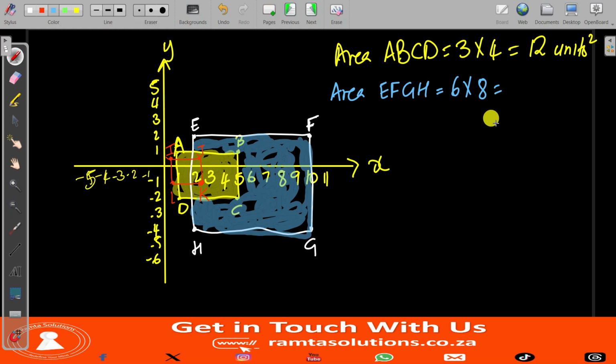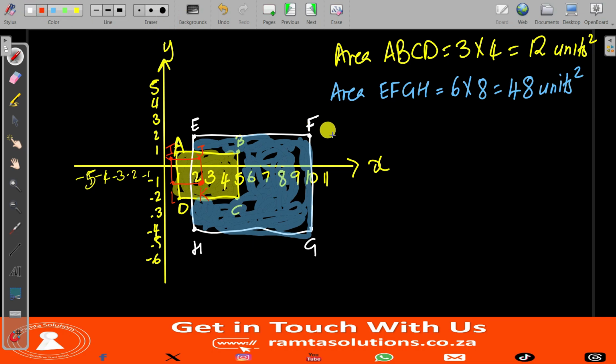Okay, what is 6 times 8? 6 times 8 is 48, isn't it? It's 48 square units. Is that so, guys? I'm not sure. Is it 48? Indeed, it's 48 square units.